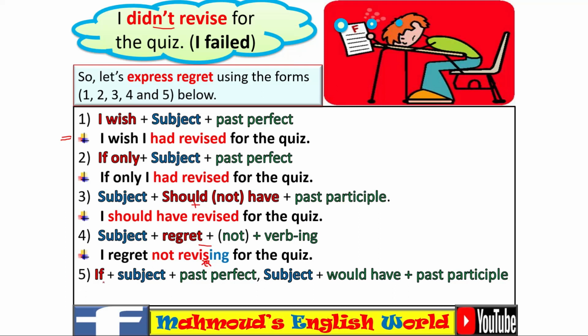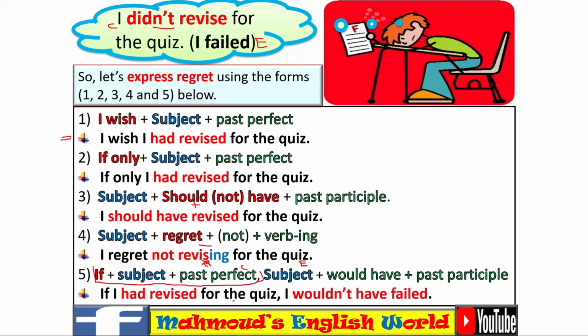And the last one is conditional type 3. We have I didn't revise for the quiz, which is the cause, and I failed is the effect. So for this part here, if clause, we put the cause, and this part here, we put the effect. Can you do it? Right. So if I had revised for the quiz, I wouldn't have failed. Great job. Now let's see some practice.